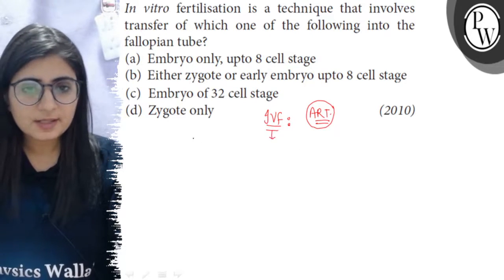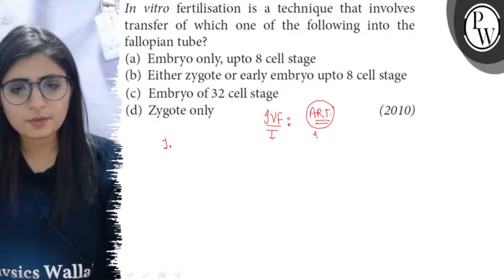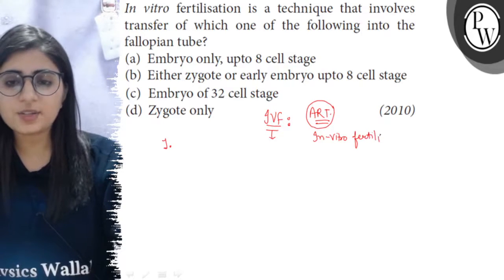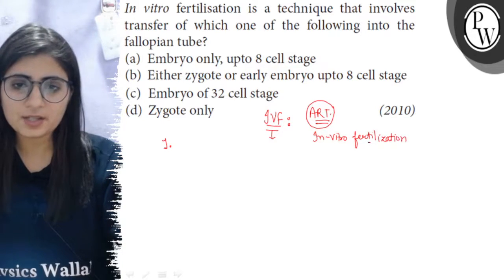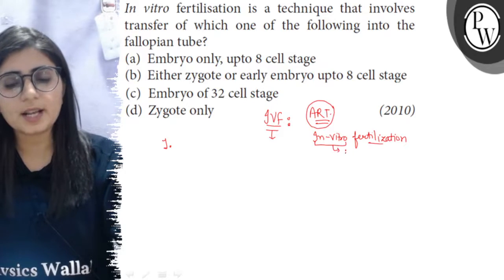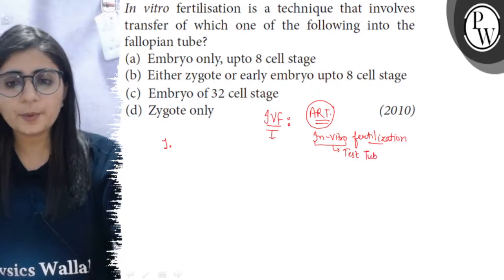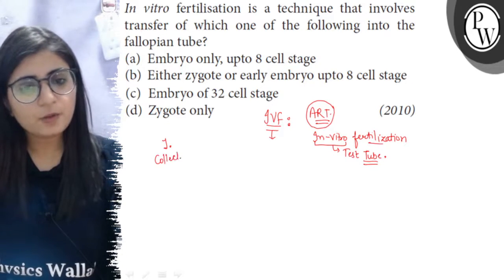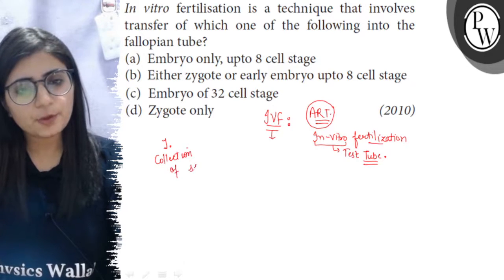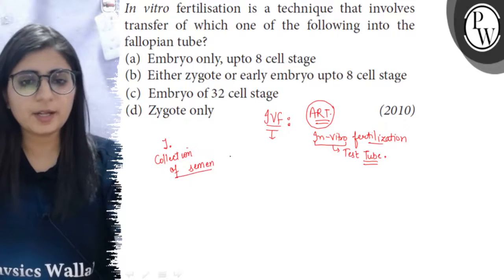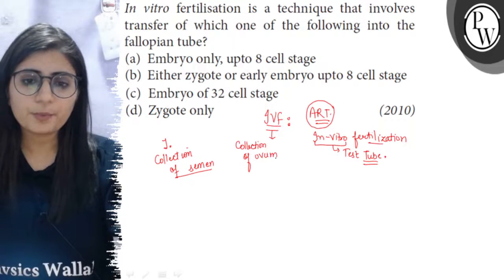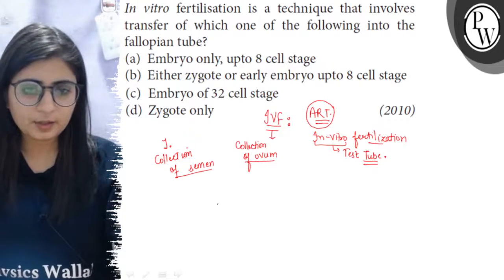So here is the first step of in vitro fertilization. In vitro means inside the test tube, and fertilization is the fusion of gametes. So fertilization is achieved in vitro, inside the test tube, in the laboratory or in controlled conditions. The first step is collection of semen from the male, who may be the husband or any other donor, and collection of ovum from the female, who may be the wife or any other donor female.